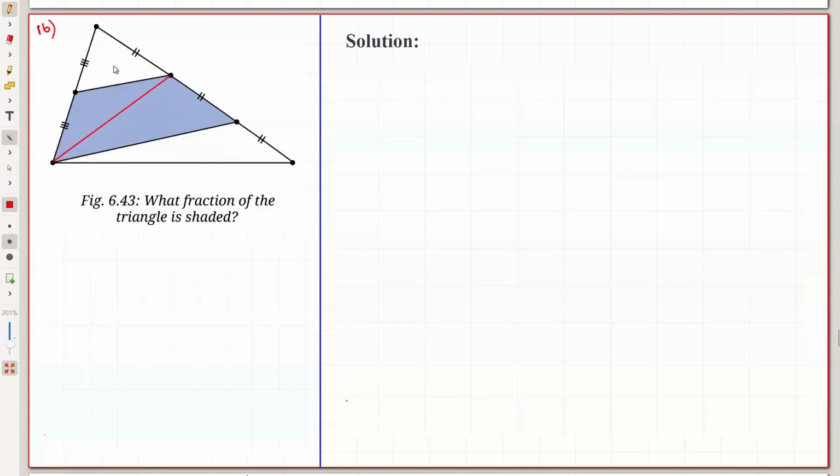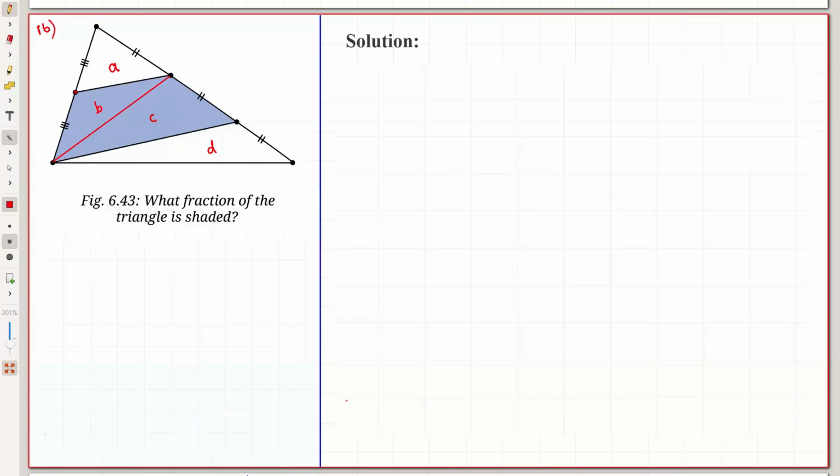If I join, I'm just naming this triangle area as A, this triangle is B, this triangle is C, and this triangle area is D. I'm just making them A, B, C, D. So we know that here, this side of the triangle is divided into two equal parts, and this side is divided into three equal parts. Two equal parts means we can say this is the midpoint.